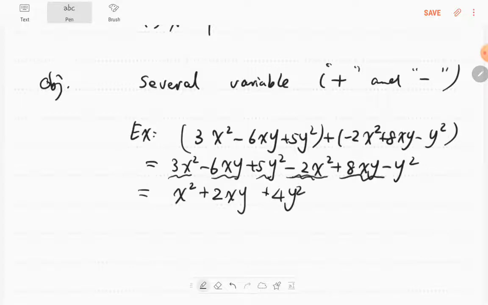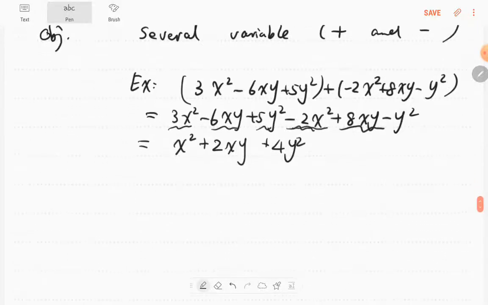So we still do the same thing. We still combine the like term. So make sure you understand what is the like term. Like term should be with the same variable and same degree. Okay, same degree of each variable.